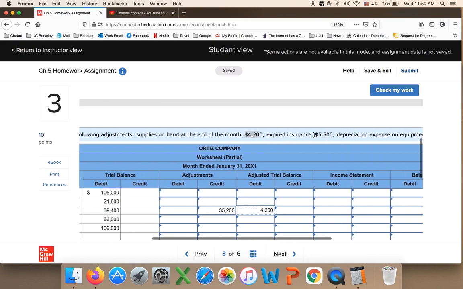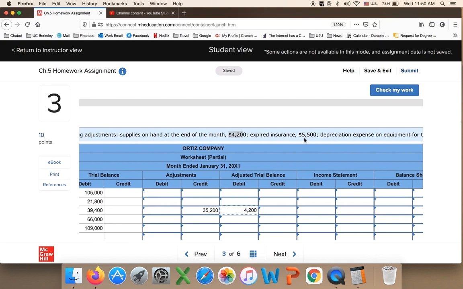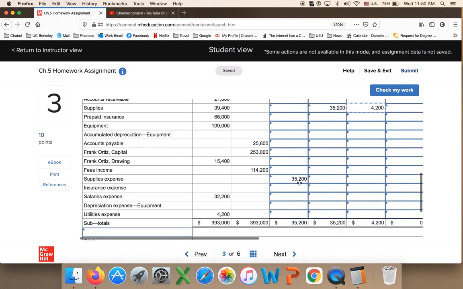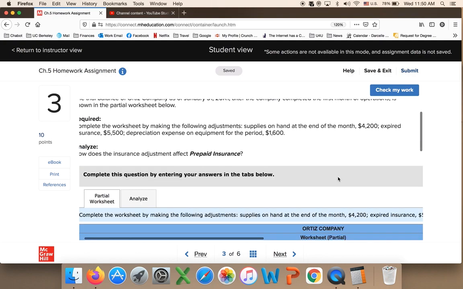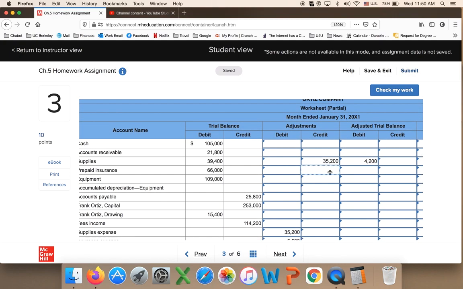Okay, the next one is expired insurance 5,500. No thinking here, just that is your debit to insurance expense. So insurance expense debit 5,500. And prepaid insurance credit, decrease. Debit an expense, credit an asset or contra asset.